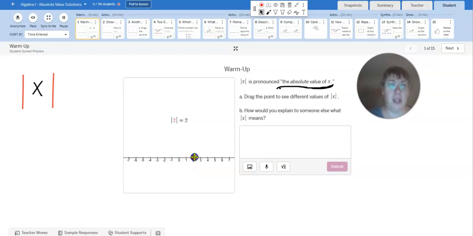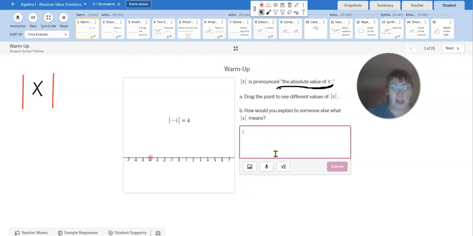As we drag the point along this number line, we can kind of discover that the absolute value of -2 is 2, -3 is 3. We just kind of notice the pattern of what absolute value means. Absolute value of 7 is 7. We notice those numbers are similar on the left and right. When we have a negative sign inside the bars, the absolute value of that becomes positive.